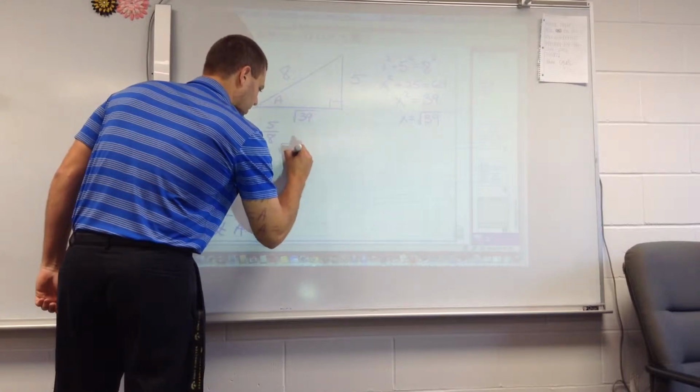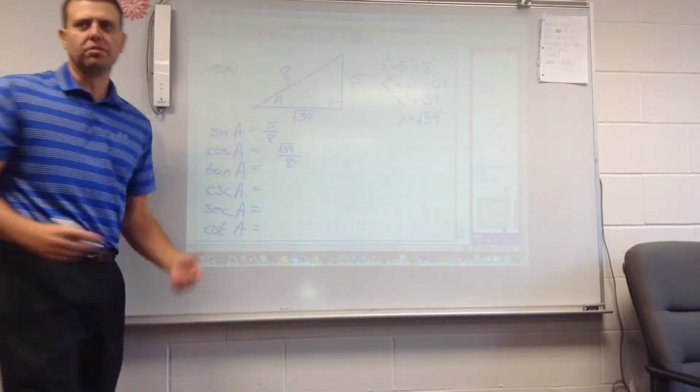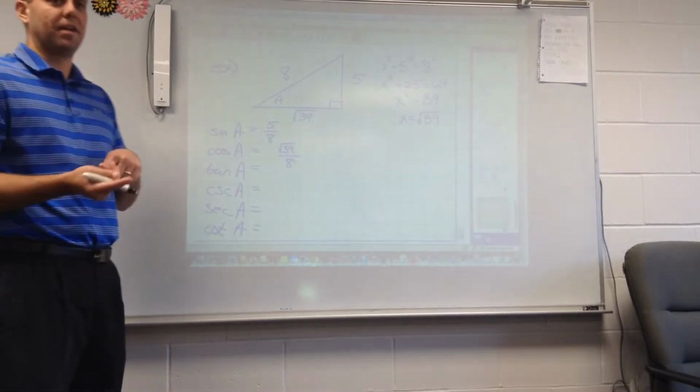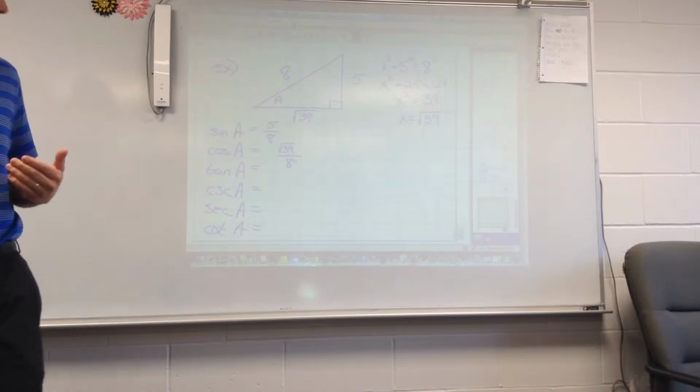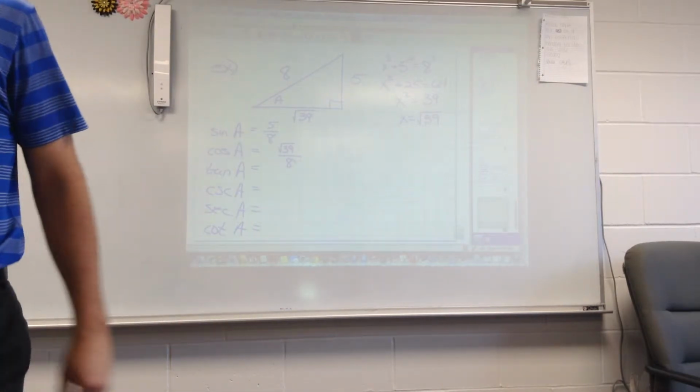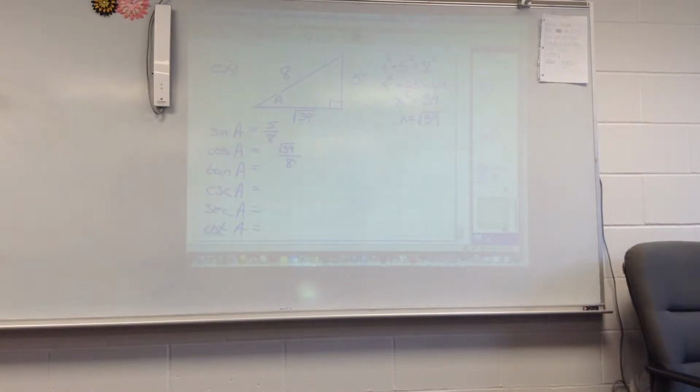And that's just how we're going to leave it when we have those radicals in there. Okay, we don't need to reduce that or do anything different with it. Now, if we get a radical in the denominator, then we have to start doing some stuff with it. But the cosine of angle A will equal the square root of 39 over 8.